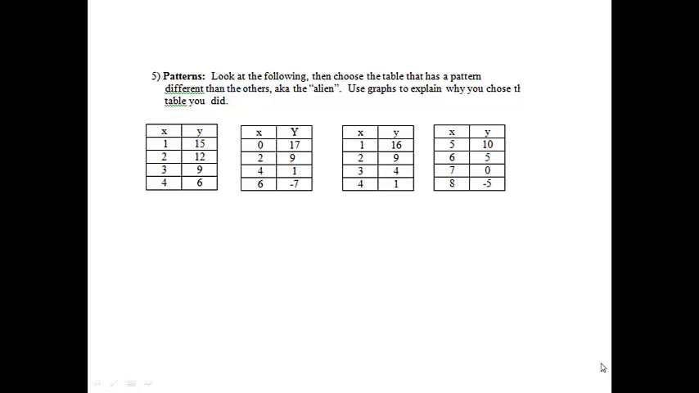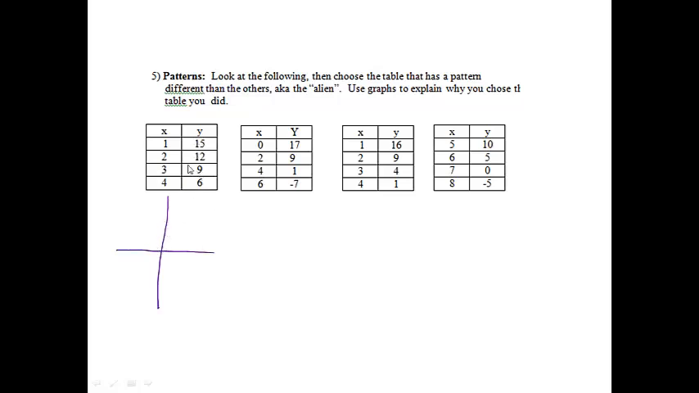5. Patterns. Look at the following, then choose the table that has a pattern different than the others, aka the alien. Use graphs to explain why you chose the table that you did. So if it says that we have to use a graph to show why we chose the table, what I'm going to do is actually just draw a graph for these.